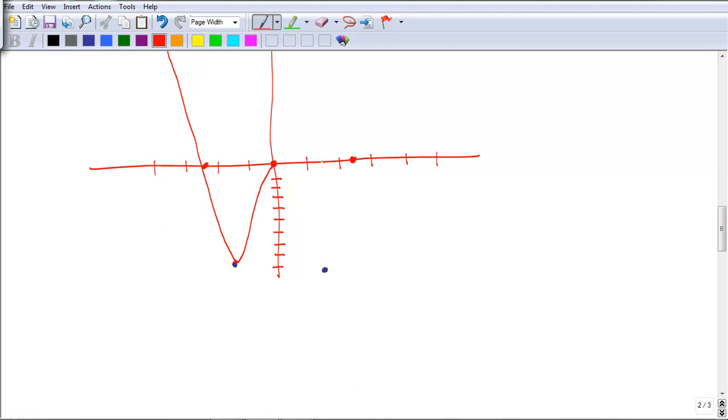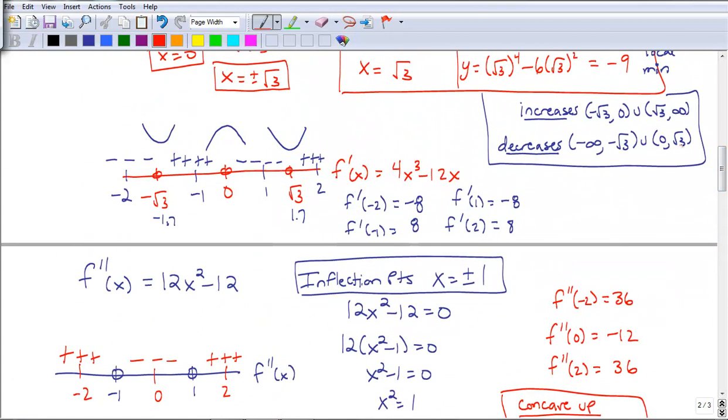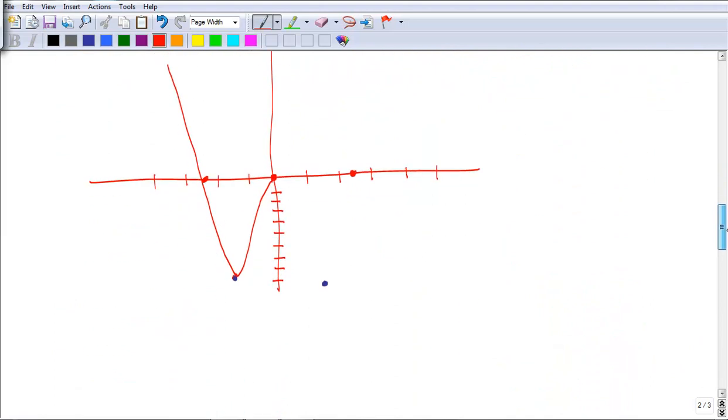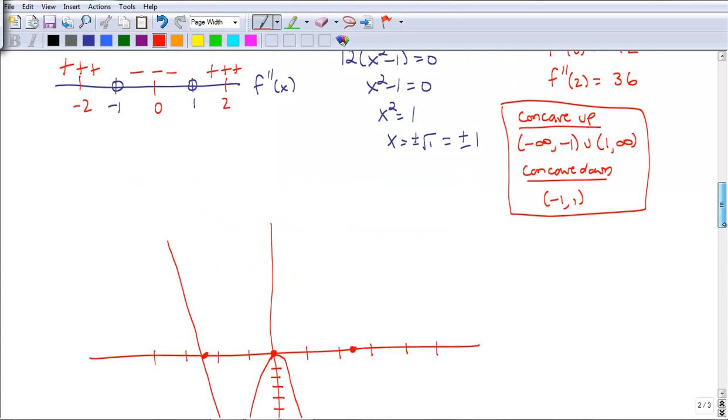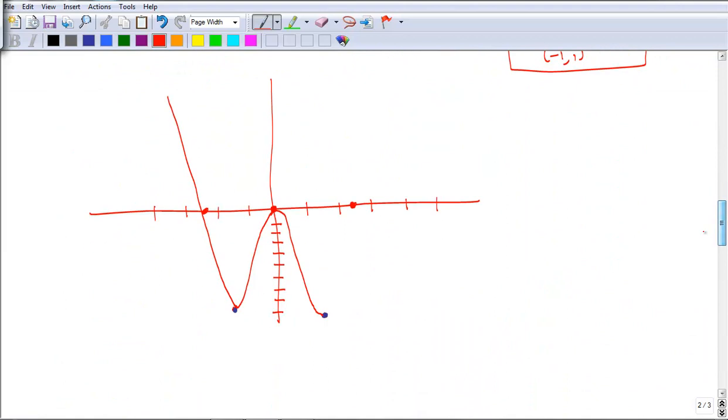Now between 0 and the square root of 3, you'll notice my function is decreasing. So it turns around and moves down. And then from the square root of 3 on, my function is increasing from the square root of 3 to infinity. So the rest of this graph is just going to keep going up in this direction. So here's a pretty good sketch of f of x.